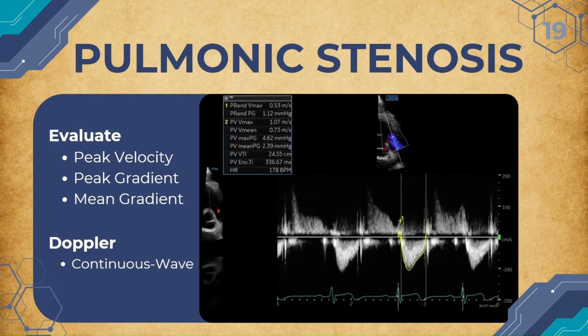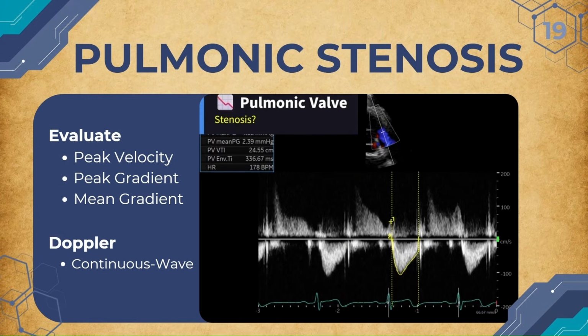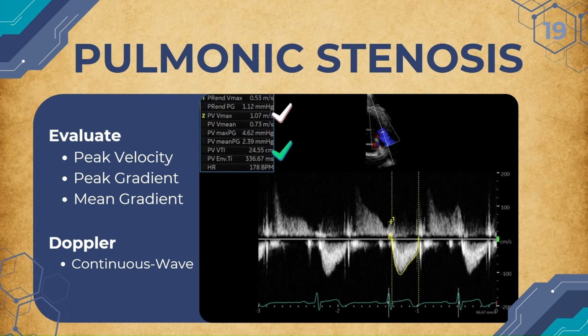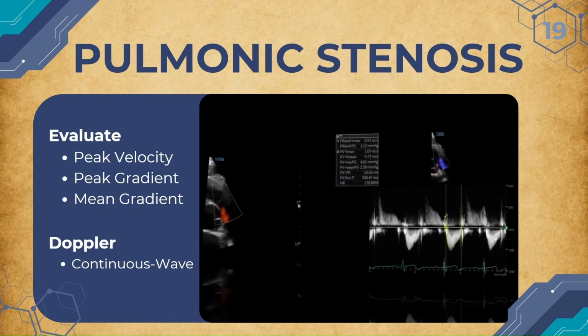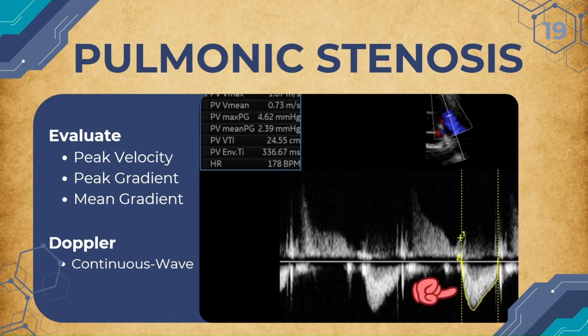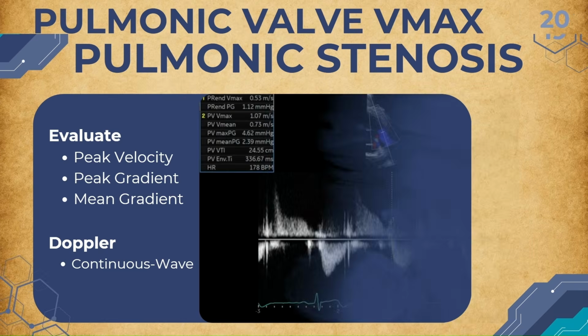Now let's talk about pulmonic stenosis. This patient does not have pulmonic stenosis. However, when pulmonic stenosis is suspected, you should obtain continuous wave Doppler through the pulmonic valve. As obstruction increases, velocity increases. Color Doppler often demonstrates turbulent flow whenever this is the case.